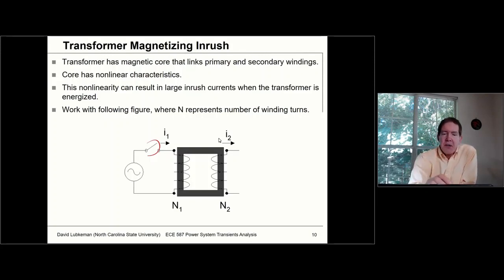And so anyway, because this core has nonlinear characteristics, that's what's going to give us this large amount of inrush current that's going to happen when the switch closes in.